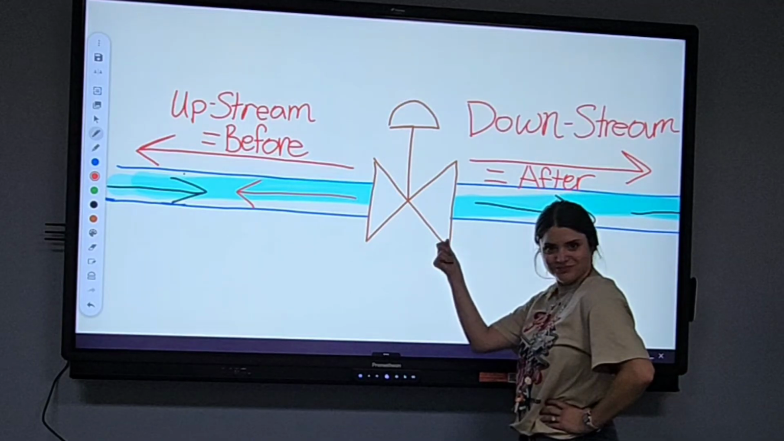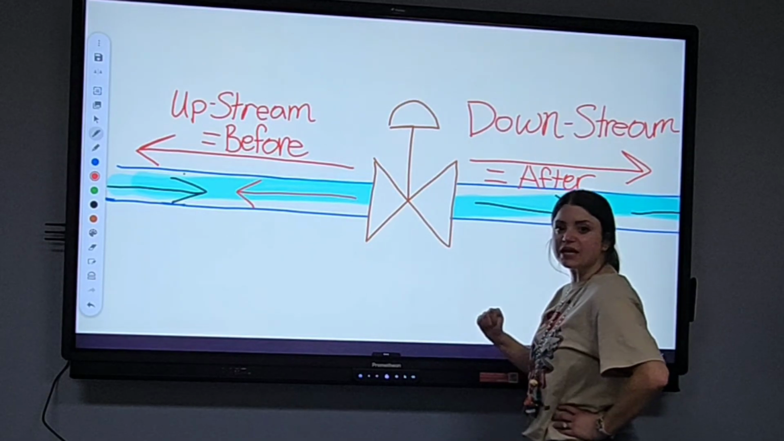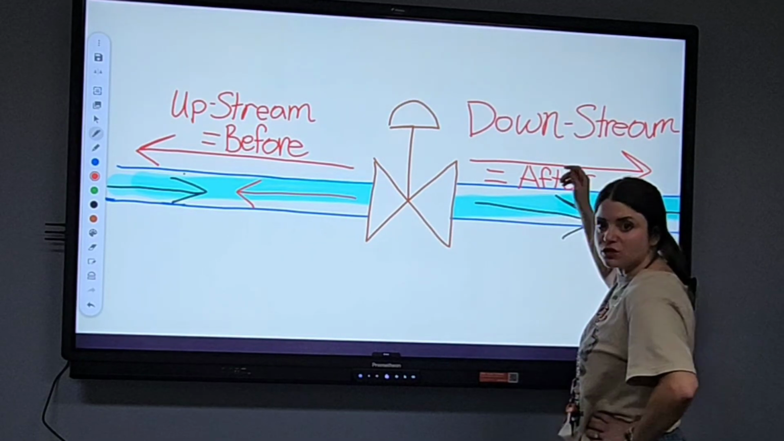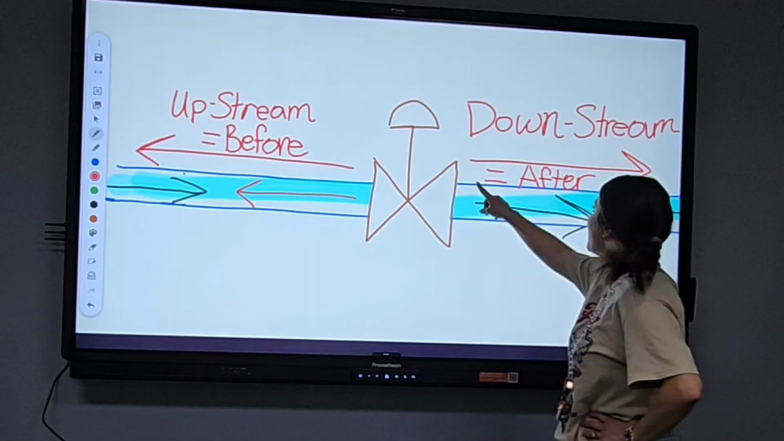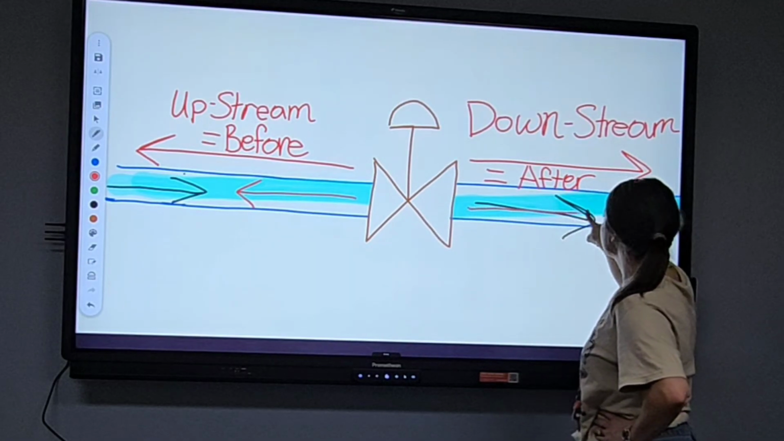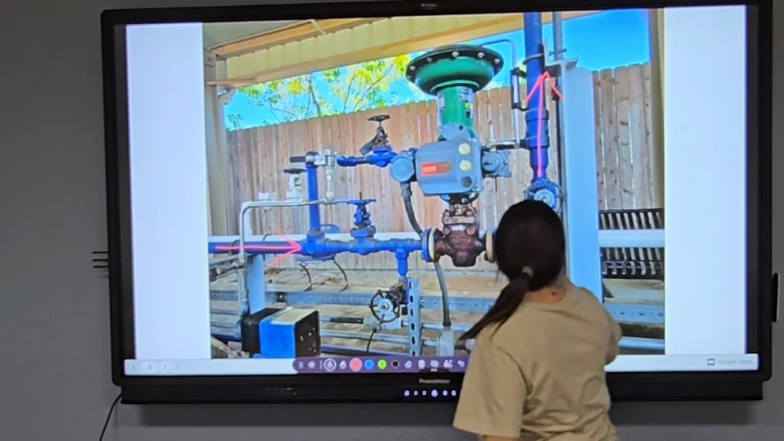Downstream is going to equal after. So downstream of that control valve is going to be after, because you're going down the stream. So our flow in our piping is going this way, right?